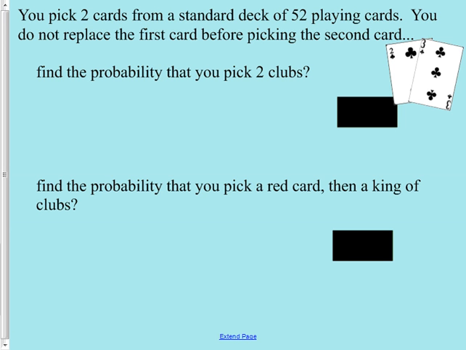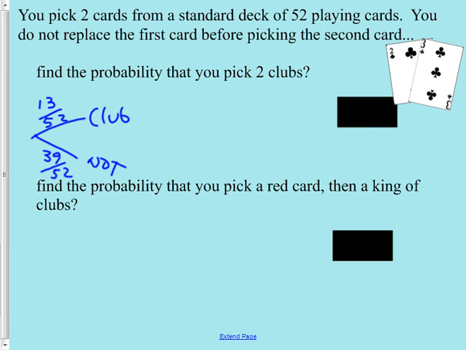This one, if I were you, I would make a little tree for it. So make yourself a little tree here. And why am I only doing 2 things? You're either going to get a club or not a club. Okay? So this is club, and this is not. What's the probability you're going to get a club on the first draw? How many clubs are there? Out of how many total cards? There you go. And what's the probability you're not going to get a club? 39 out of 52. Good.